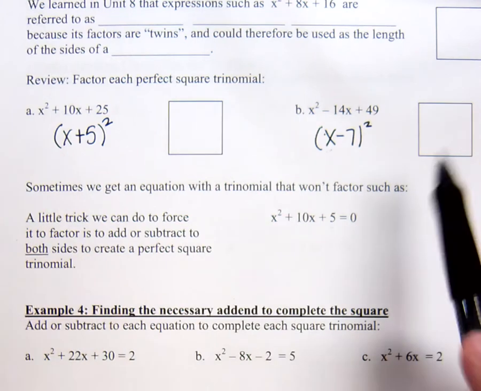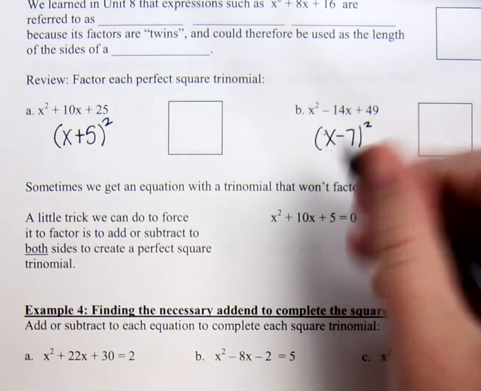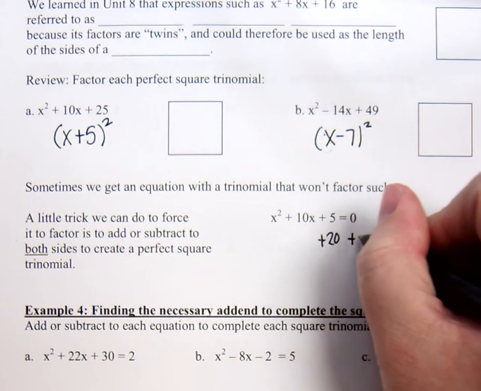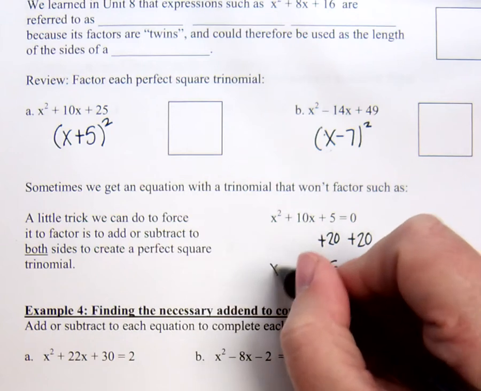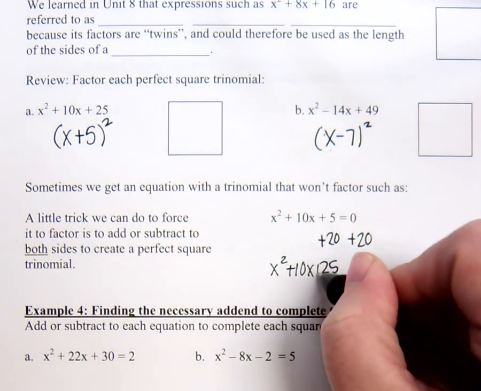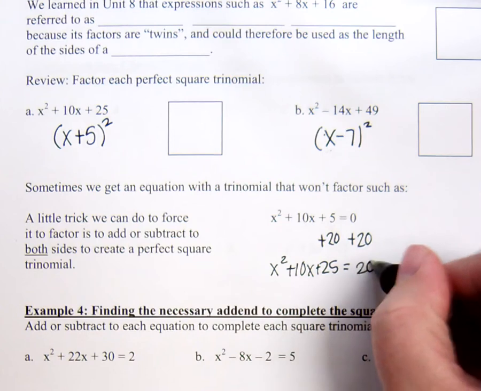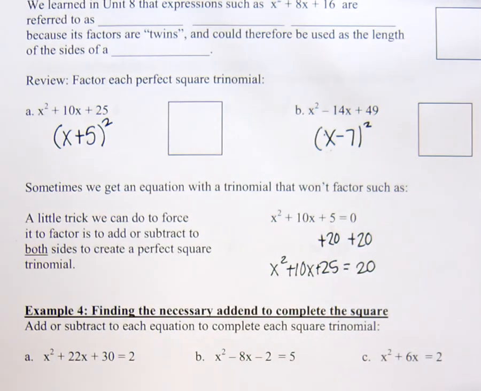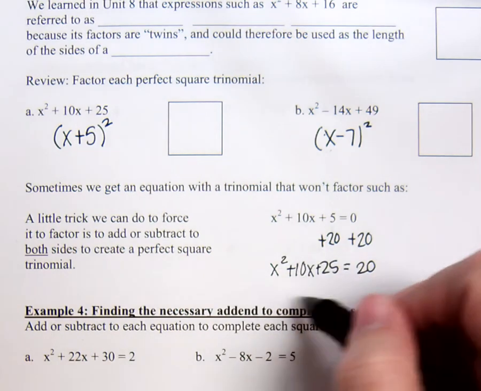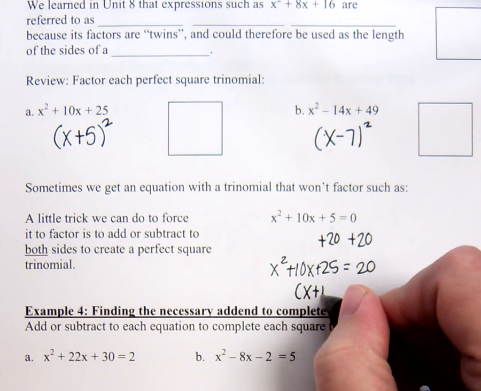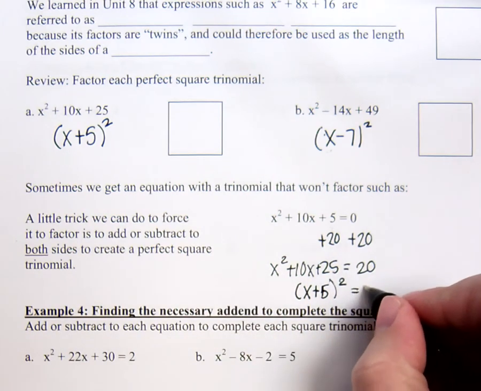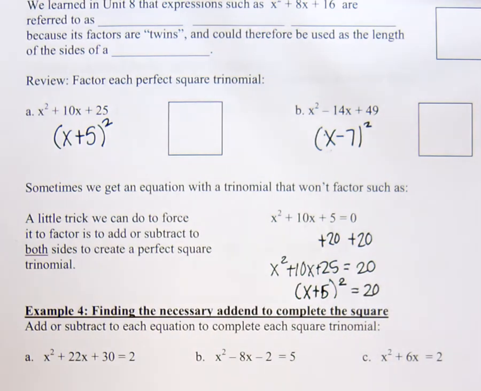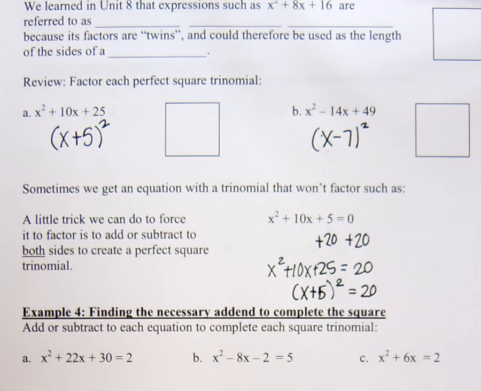To do so, I would need to add 20 to both sides, because my goal is to get to 25 here for my C term. So x squared plus 10x plus 25 equals 20. So let's take that a step further. I can rewrite this now as x plus 5 squared equals 20. And that looks like the problems we were just doing before. So let's go ahead and put all of these things together.